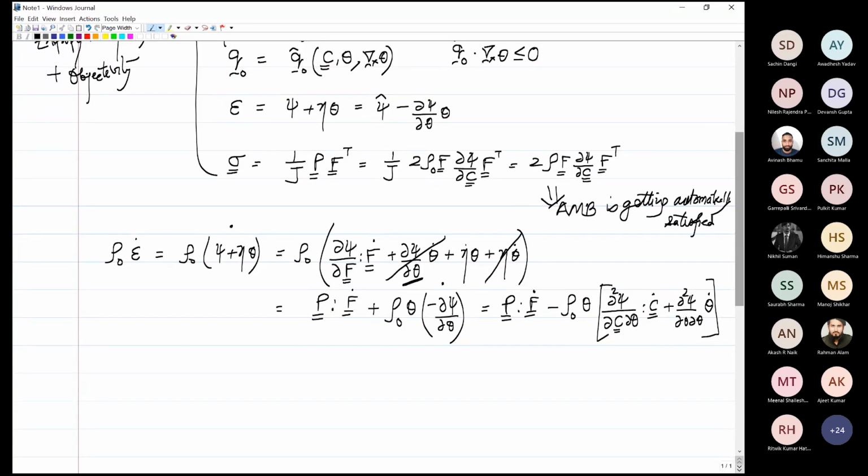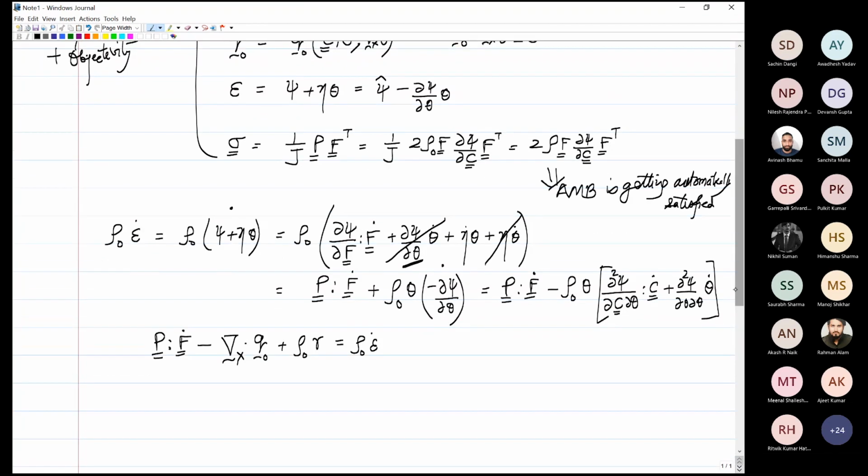And then you can look at the first law of thermodynamics, or the energy equation. If you recall, this was P double contraction F dot, minus the Lagrangian divergence of the referential heat flux, plus rho naught small r, and that's equal to rho naught epsilon dot.